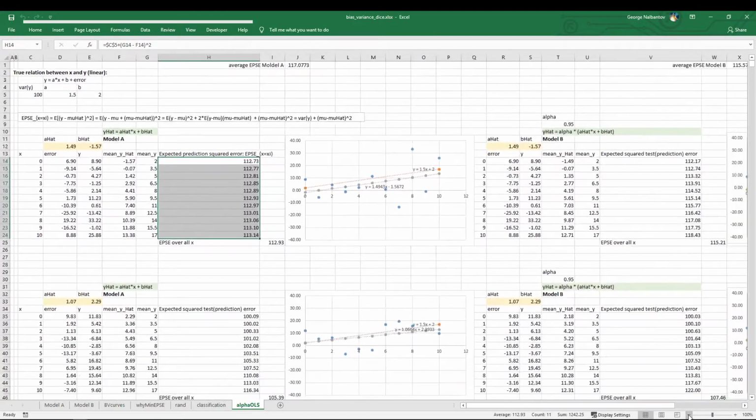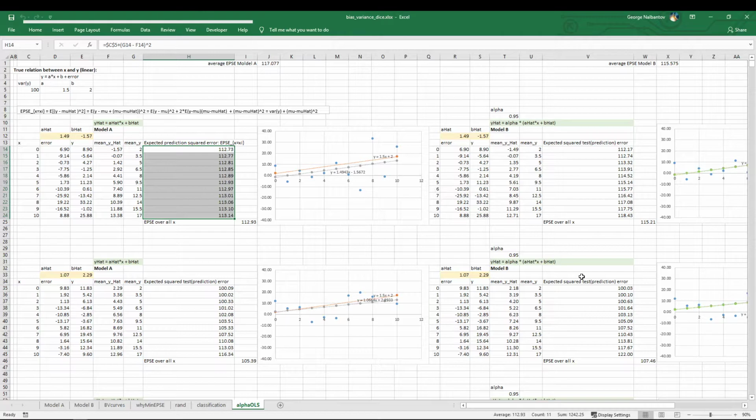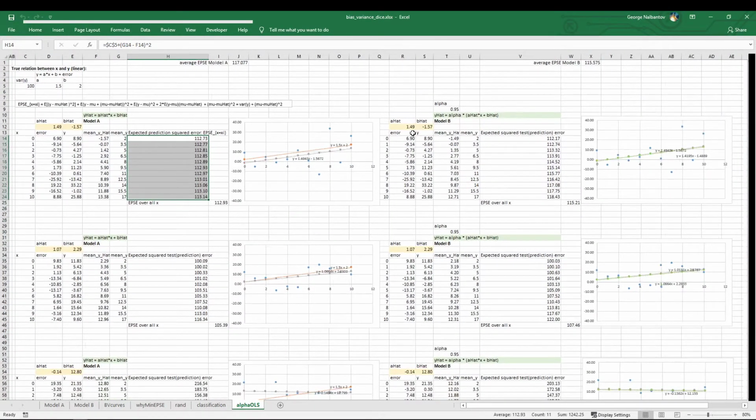Another model here. It's exactly the same model here to the right as the OLS model. Here's OLS, but we just multiply our y hat by alpha, and alpha is 0.95. So whatever is our prediction, we just multiply this prediction by 0.95. Very interesting idea. What do we get?